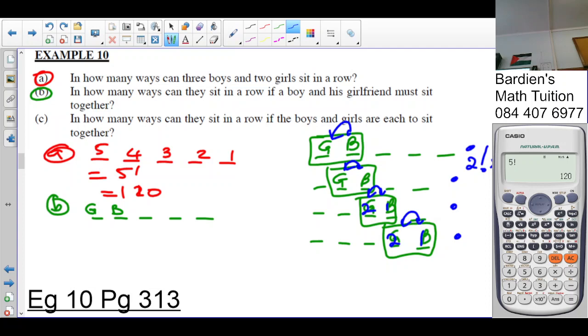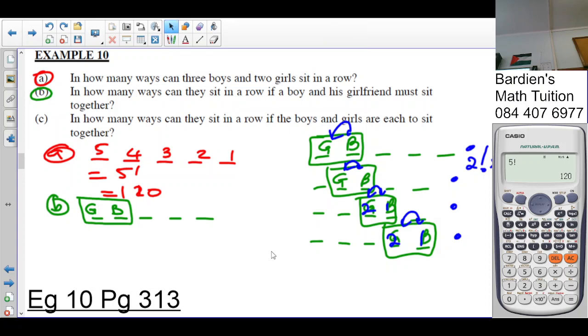So now, how are we going to draw this scenario all the time? No, we don't have time for it. So what we do is we read it again and we say, in how many ways can they sit in a row if a boy and his girlfriend must sit together? So we put the girl and the boy together and we bind them. They become one unit. Now, can you see that?